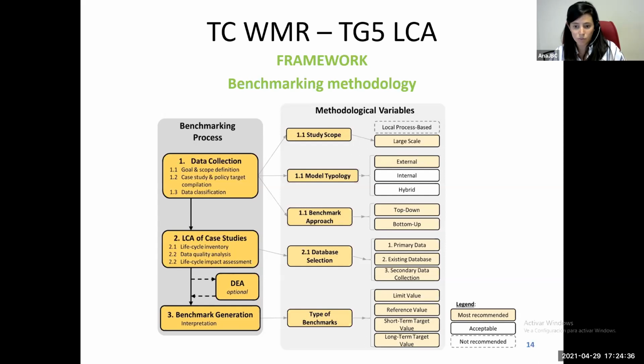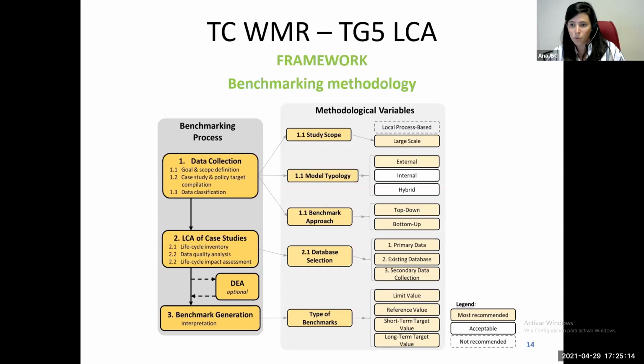And there is a fourth step, well, in between steps 2 and 3, that is optional: the data environment analysis that we want to do here in our TG, but it's there. At the same time that we identified the steps of the benchmarking process, we also found methodological variables that should be defined in those steps. We found 5 main variables.